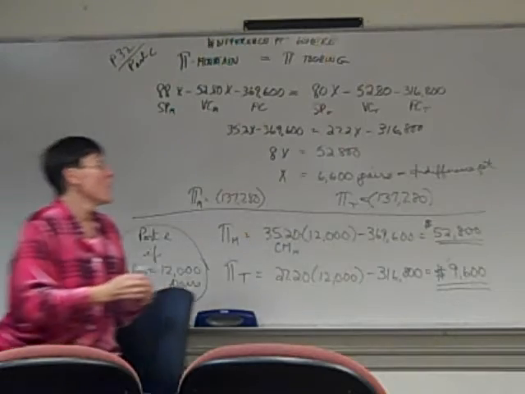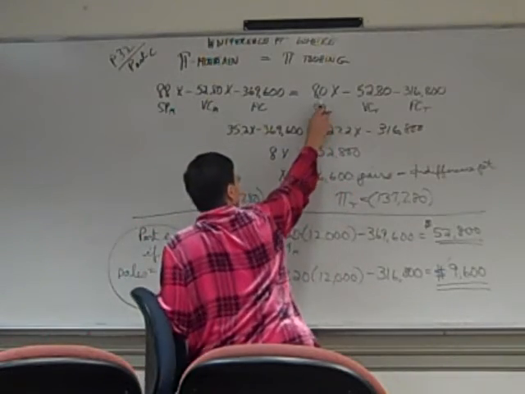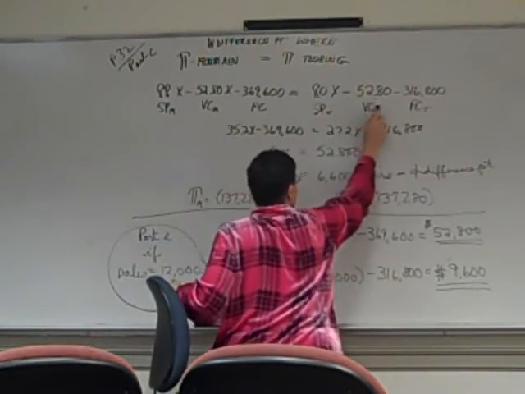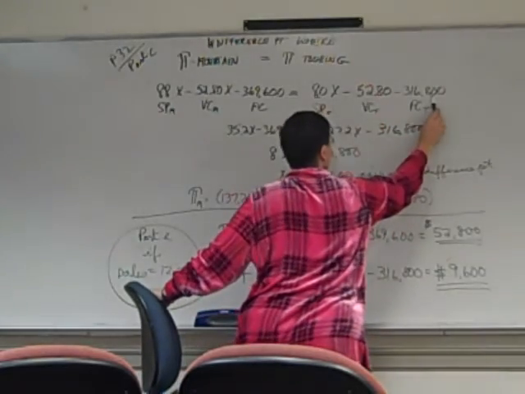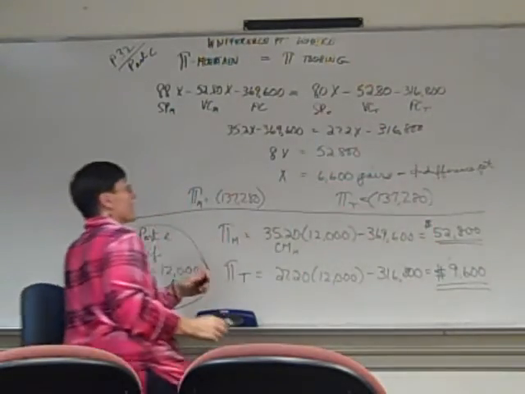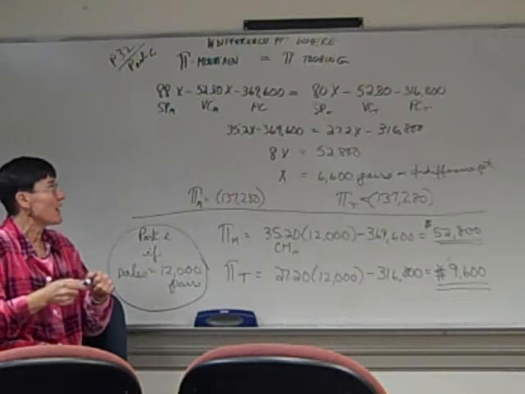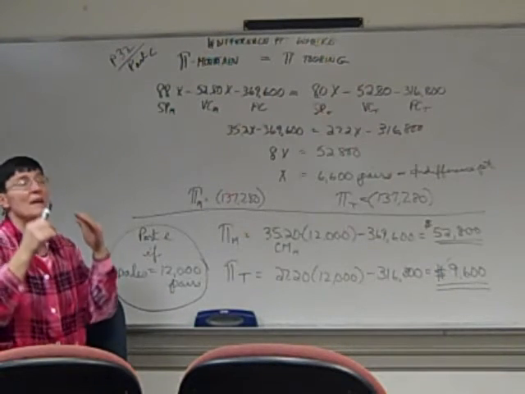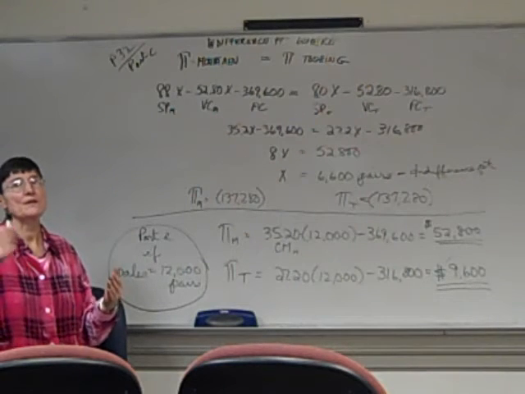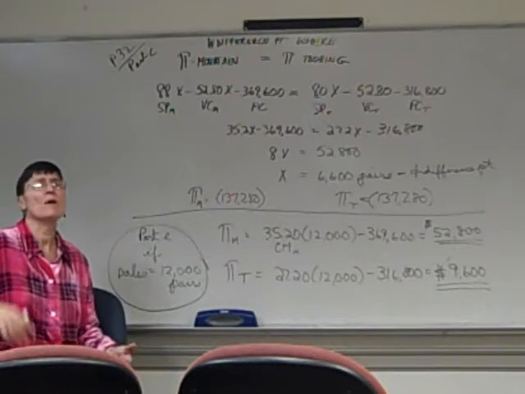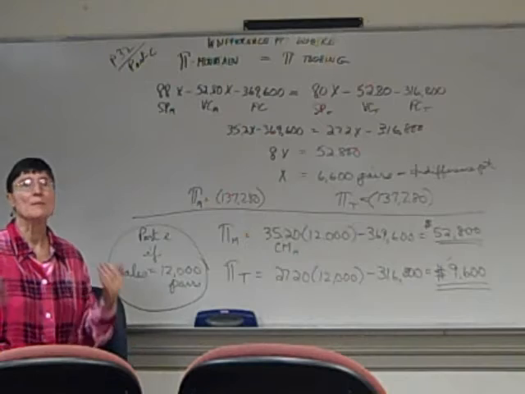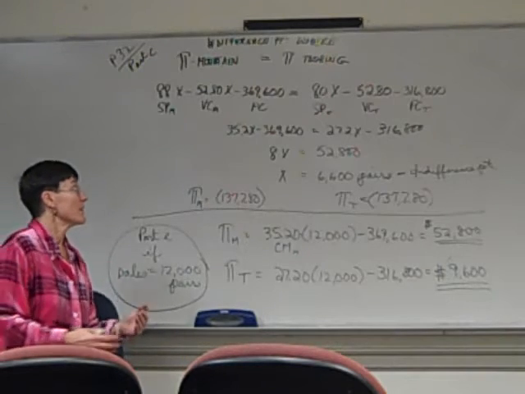My other option was to sell the touring skis at $80, spend $52.80 in variable costs, and $316,000 in fixed costs. And so I want to find out at what unit of sales would it make no difference to me which I sold, whether I made mountain or whether I made touring. I would be indifferent to the decision.